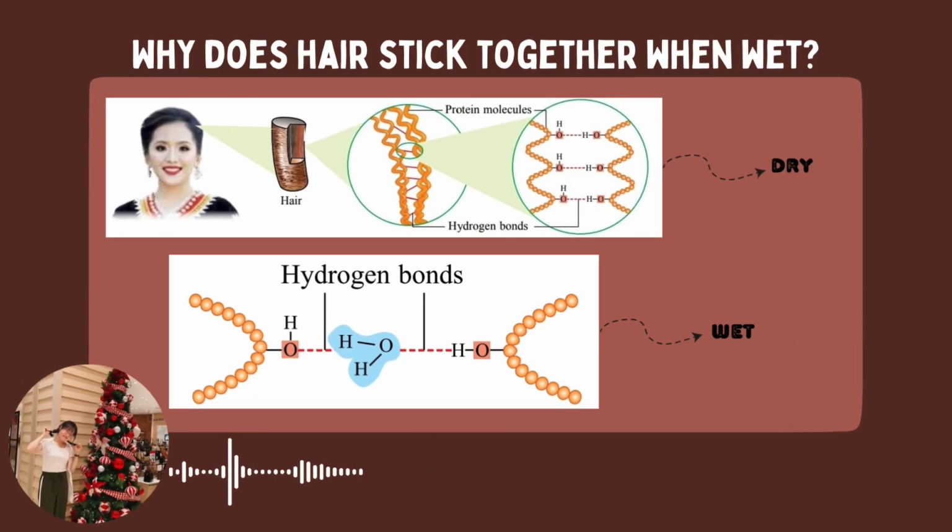Do you know why our hair will stick together when it is wet? It is because, in the presence of water molecules, the hydroxyl group from protein molecules in our hair, which contain highly electronegative oxygen atoms, can form hydrogen bonds with the water molecules. And this will cause our hair to stick together.